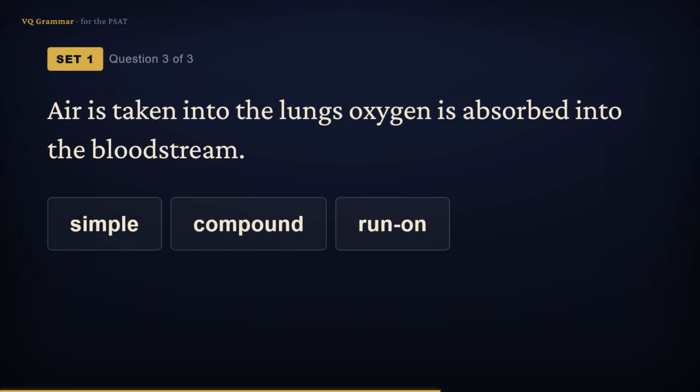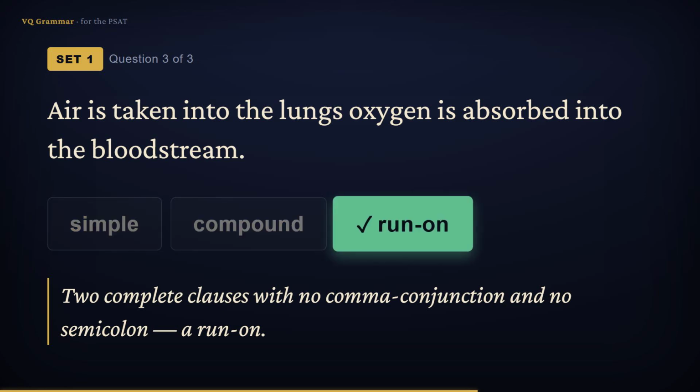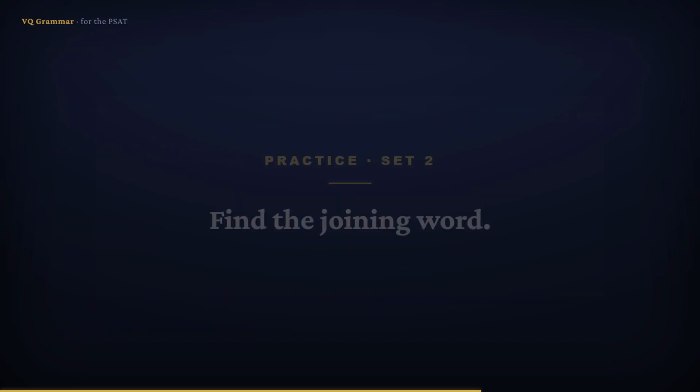Air is taken into the lungs, oxygen is absorbed into the bloodstream. Two complete thoughts. Air is taken into the lungs, and oxygen is absorbed into the bloodstream. But there's no comma plus conjunction, and no semicolon between them. They're just jammed together, so the answer is run-on.